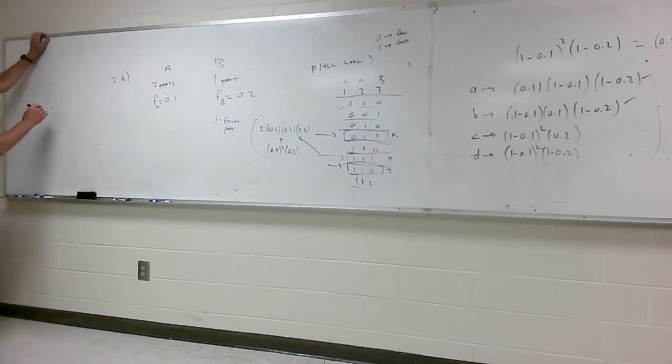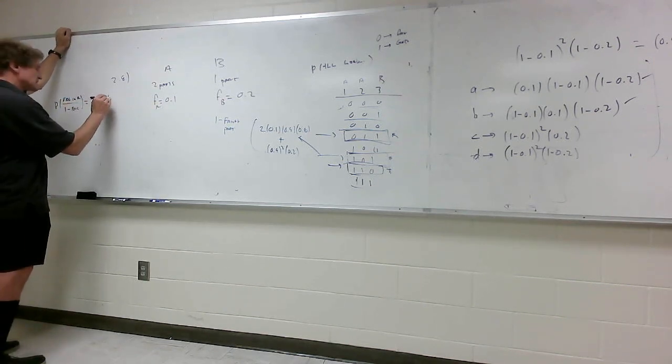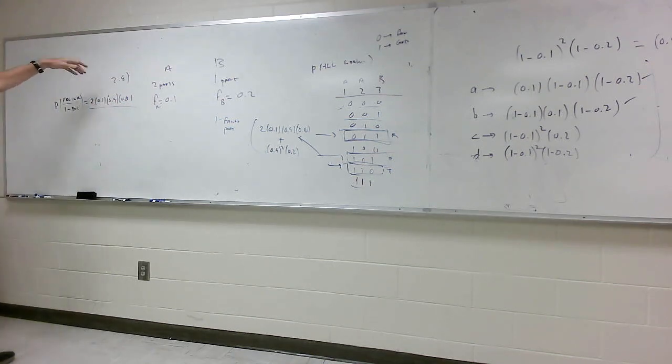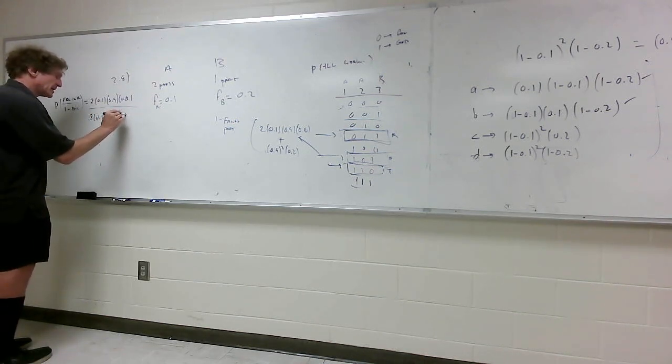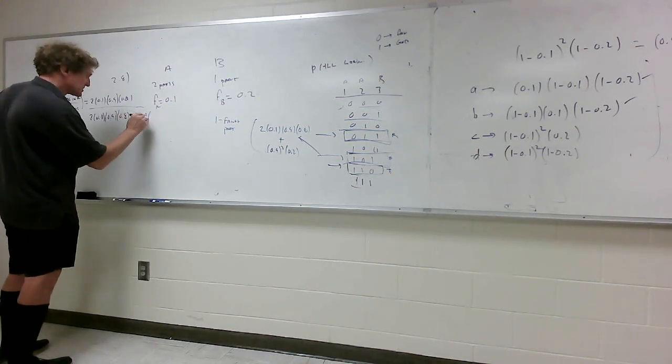So anyway, for this answer, the probability of failure occurring in A, assuming one failure, is going to be 2 times 0.1 times 0.9 times 0.8 over the sum of those three. What's the sum of the two? It's really that plus the last part: 2 times 0.1 times 0.9 times 0.8 plus 0.9 squared times 0.2.